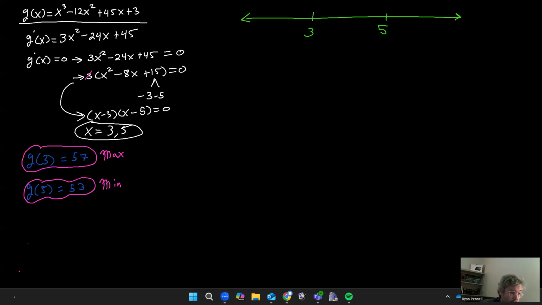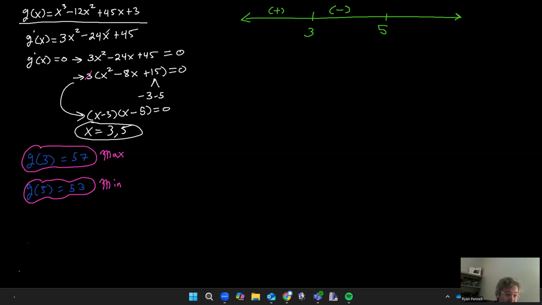Again, this has to do with the derivative, not the original function. So I'm curious, what happens if you just plug in 0 in the derivative? You'd have 3 times 0 minus 24 times 0 plus 45. Seems like that's positive before 3. Okay, in between 3 and 5 is 4, so we could plug in 4 and see, do we get a positive number? Minus 24 times 4 plus 45. I'm getting a negative number for that.